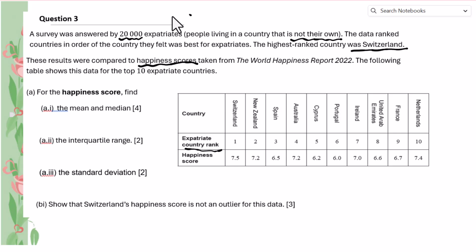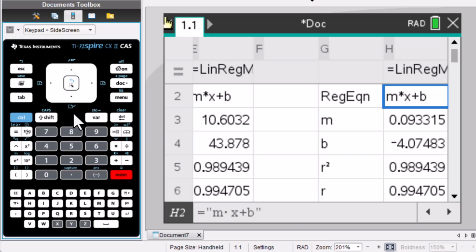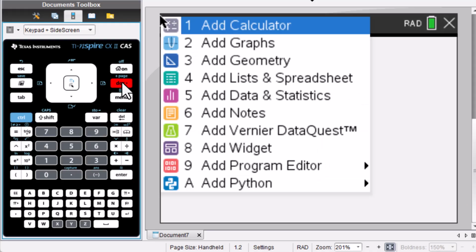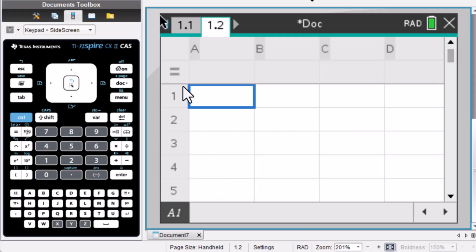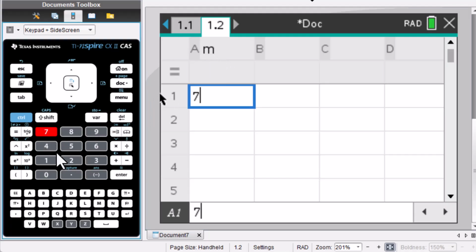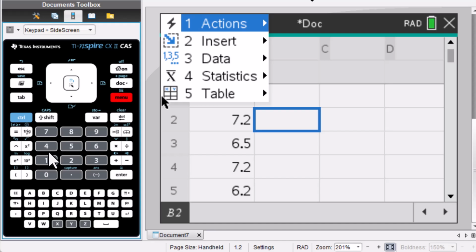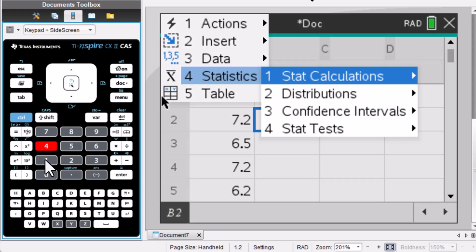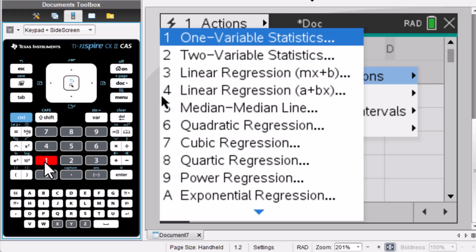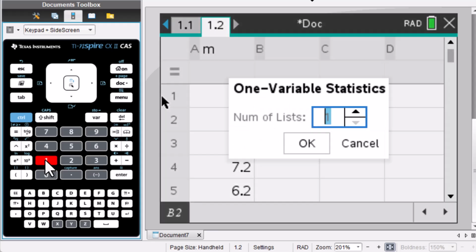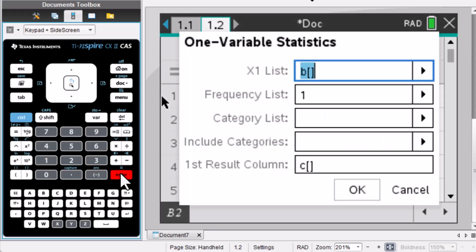Let's go to calculator. Let's add one more page. Control Doc. Go to 4. Let's label this column as M. Type in all the data. Put a cursor on an empty cell. Click on Menu. 4. Statistics. 1. Stat calculations. 1. Variable statistics. Enter.